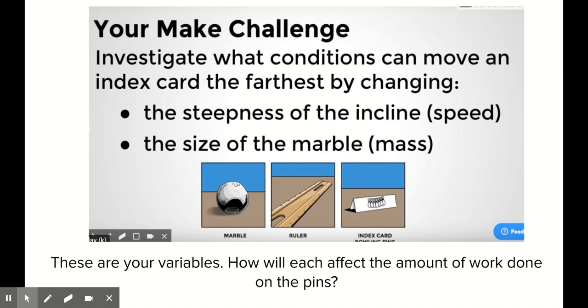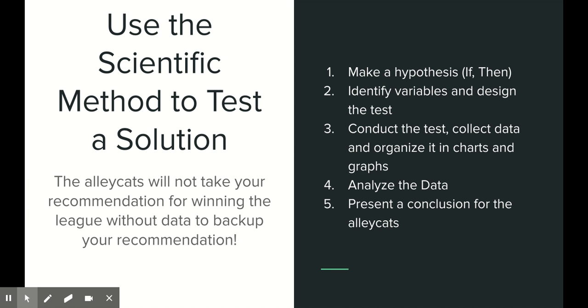There are a lot of steps in this lab, and you will need to keep your variables separate so that you can report out to the Alleycats bowling team what you think is the best combination of variables to win the league. So we are using the scientific method to test the solution. The Alleycats will not take your recommendation for winning unless you have a professional presentation with data. This will include data tables and graphs that you collect throughout your investigation.